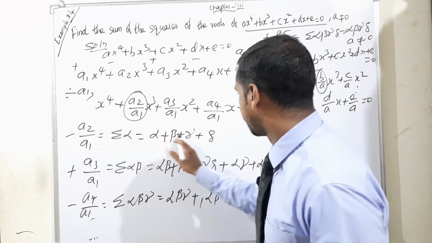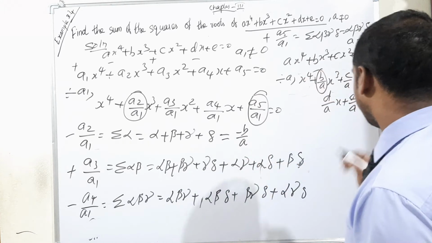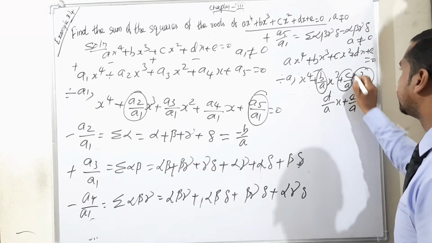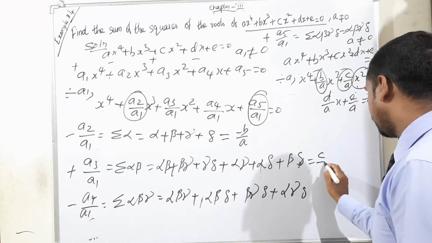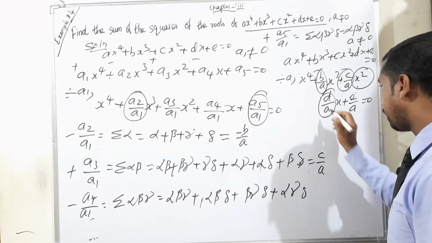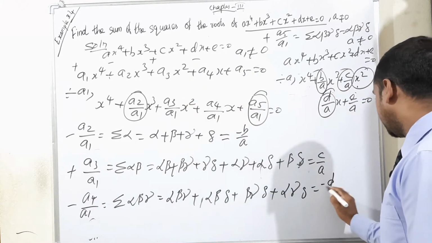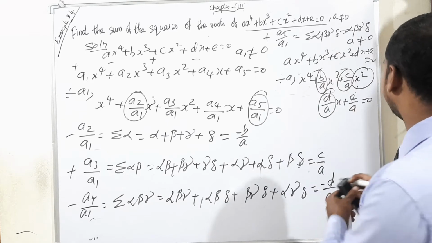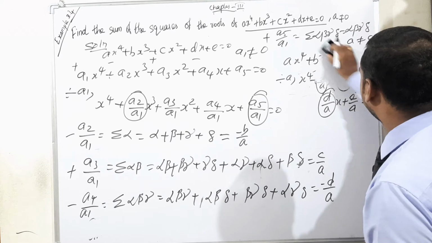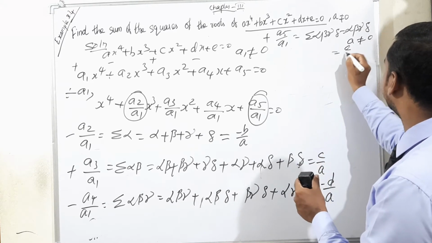Sum of the roots taken one at a time is called minus b by a. Next condition: the sum of the product of the roots taken two at a time is called c by a. The sum of the product of the roots taken three at a time, with a minus sign, is minus d by a. The last condition: the product of the roots taken four at a time is e by a.